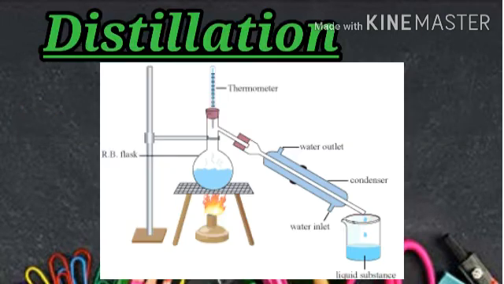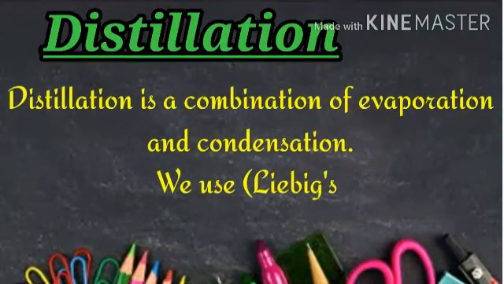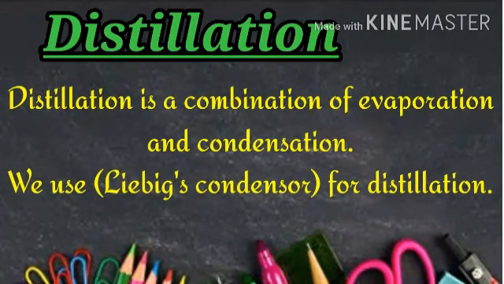Now, the last process of separation that we have to study is distillation. Distillation is a combination of both evaporation and condensation. We have earlier discussed evaporation and condensation. So, to carry out distillation, a special apparatus called Liebig's condenser is used.